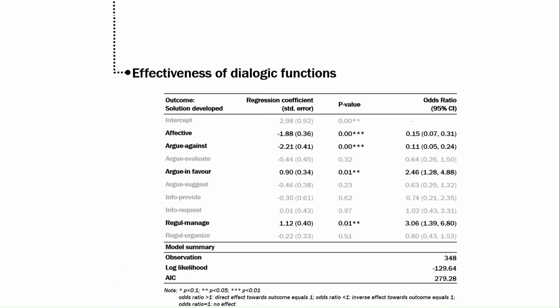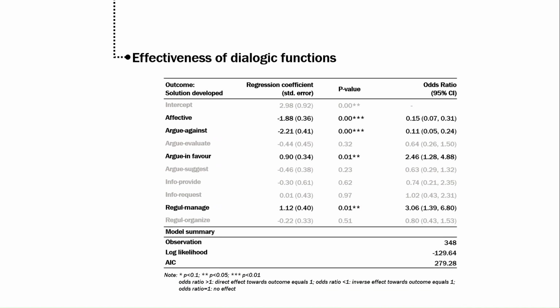We also ran logistic regression of dialogic functions on discussion outcomes, again with both independent variables and dependent variables in binary format. Results show that a mapper using a sentence that is either impolite or arguing against is associated with a high decrease in odds of developing a solution during the changeset discussion. Having a mapper using sentences that are arguing in favor or managing discussion, on the other hand, is highly likely to develop a solution during the changeset discussion.